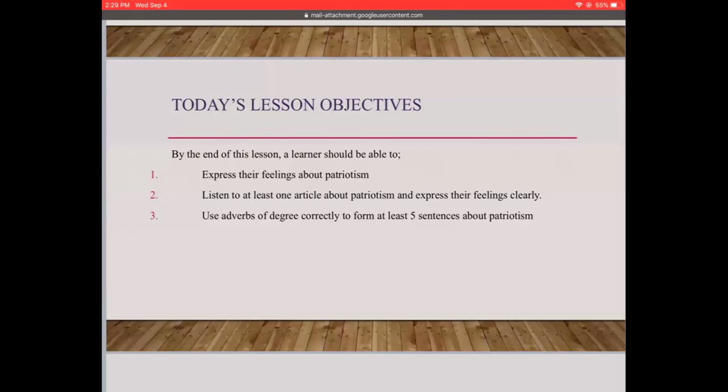Okay, thank you so much for reading for us. And those are the things we intend to achieve by the end of this lesson. Yes, we are going to learn how to express our feelings. Well, we are basing on the topic patriotism, but the goal is for you to learn how to express your feelings clearly. Someone should not be asking you how you feel and you say, I feel good. How good? We are going to learn how to express our feelings.